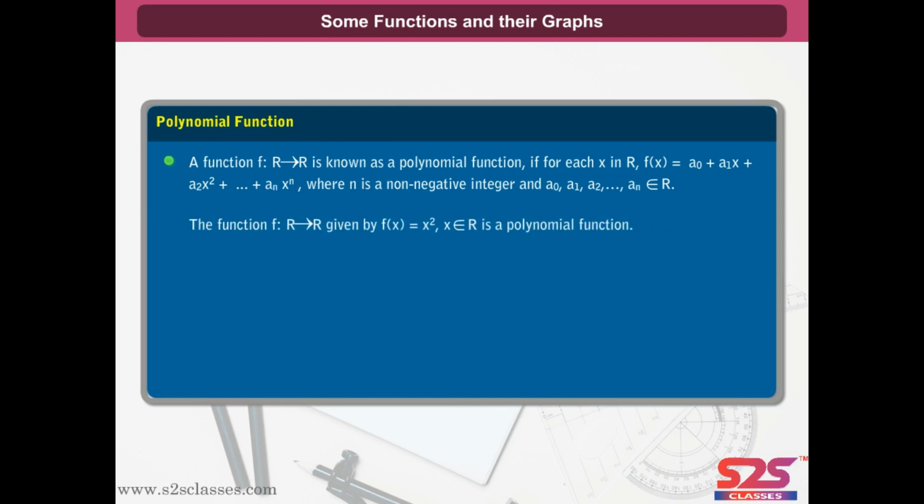The function f of real numbers given by f(x) = x², x belongs to R, is a polynomial function. Domain is the set R of all real numbers. Range is the set of all non-negative real numbers.